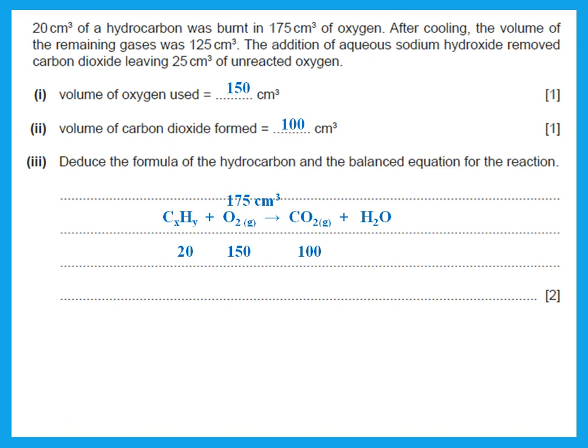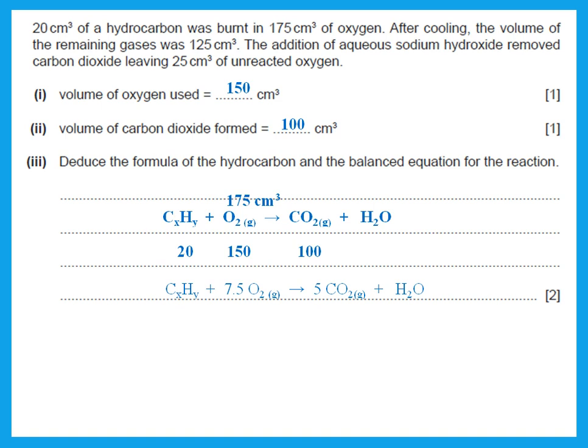So if 20 centimeter cubed of the hydrocarbon reacts with 150 of the oxygen to give 100 of the CO2, I can simplify these ratios. Dividing by 20, I will get 1 of CxHy plus 7.5 of the O2 to give 5 of CO2. Remember, the 20, 150, 100, I divided all through by 20 to simplify the ratios. So this gives me the ratio of the number of moles. So this gives 1 to 7.5 to 5.